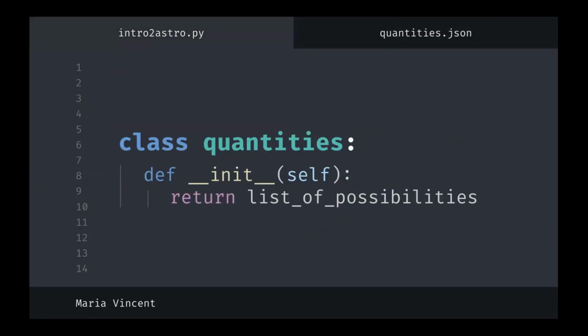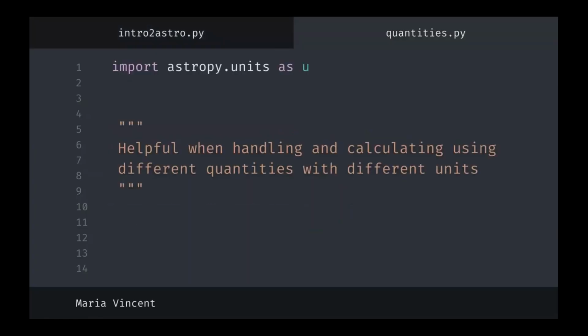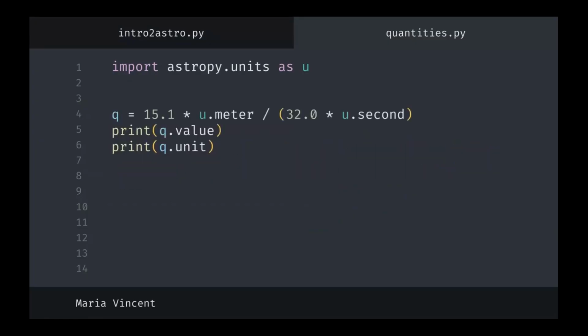Now, as promised, let's get a little bit deeper into understanding units and constants, which are your quantities in Astropy. astropy.units is very helpful when you're handling and calculating using different quantities with different units. Instead of having to multiply by different factors to convert everything to the same unit, if you just multiply by the units, then Astropy knows how to handle that calculation.